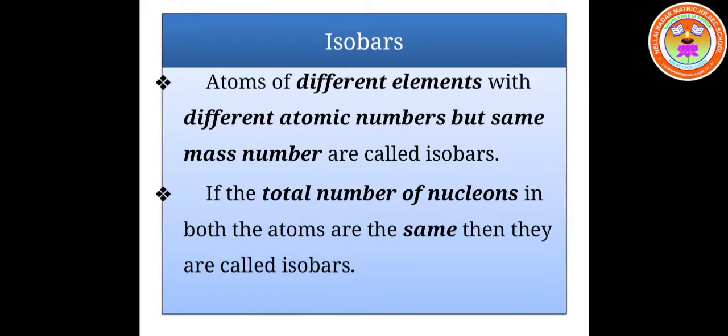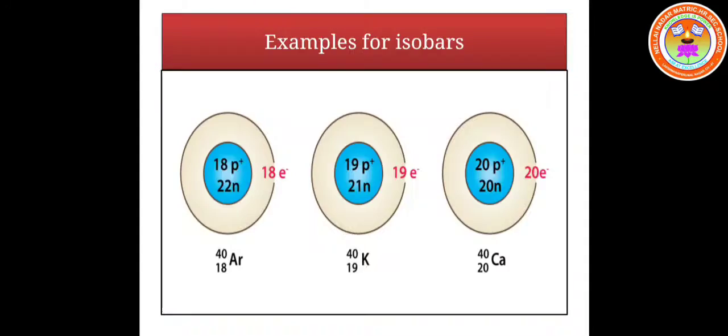What are nucleons, children? The total number of protons and neutrons that are present inside the nucleus of an atom are called nucleons. Now we are going to learn some examples for isobars.